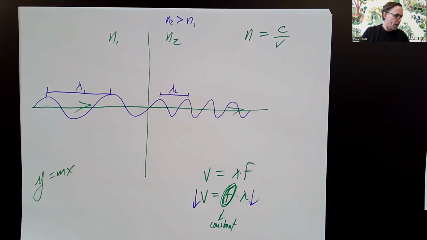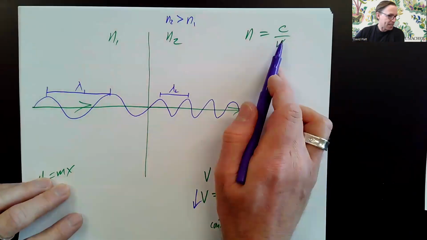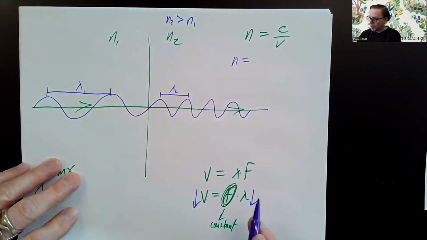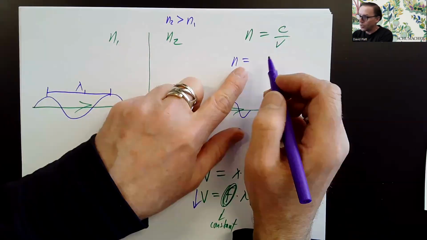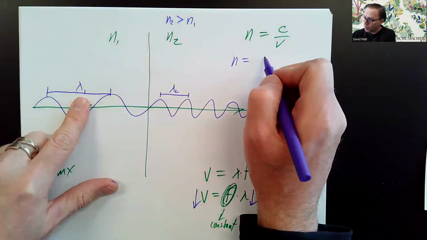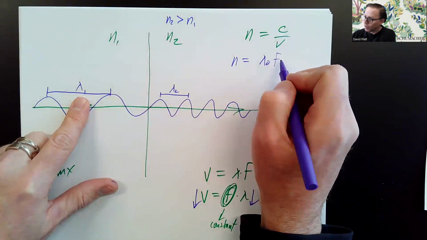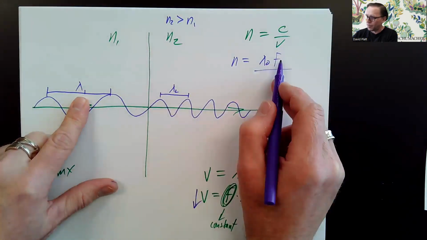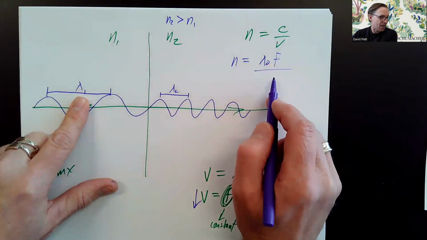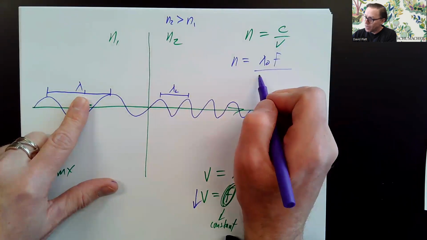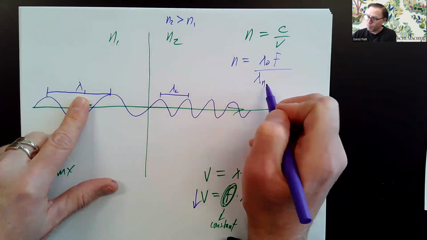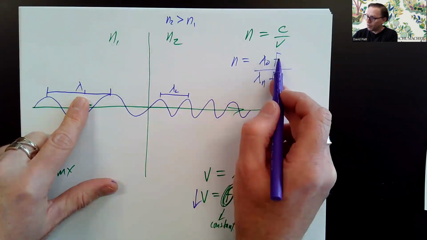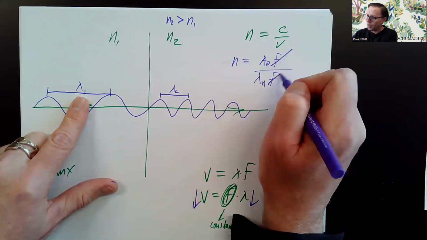And so the equation for that, we said N equaled C over V. But C, the speed, is equal to the wavelength times the frequency. So my original speed is my original wavelength times my original frequency. I'm not going to write naught though, because remember we said the frequency here and here is the same, so there's just one frequency. And then my second velocity is my new wavelength over the same frequency. So speed over speed. Speed is wavelength times frequency. They have the same frequency.